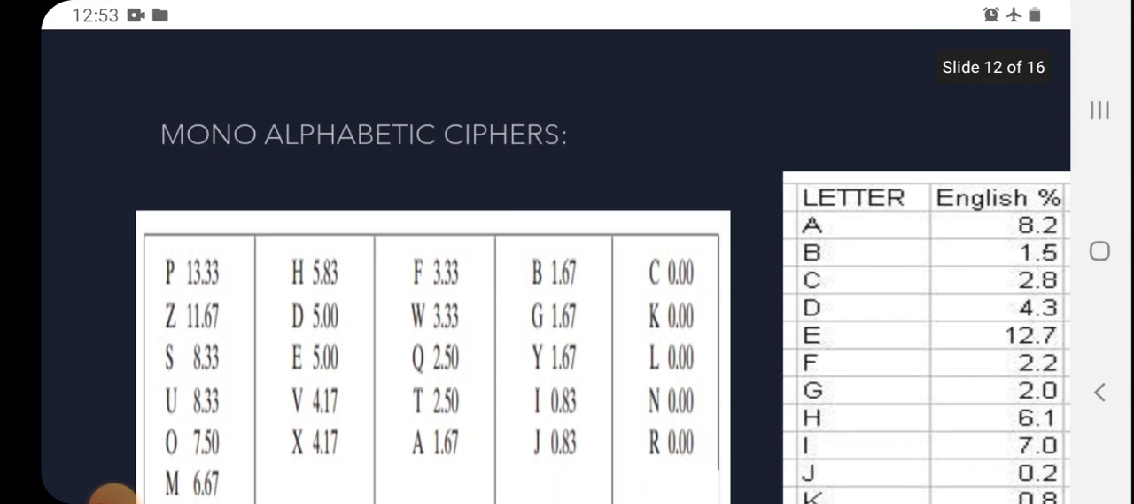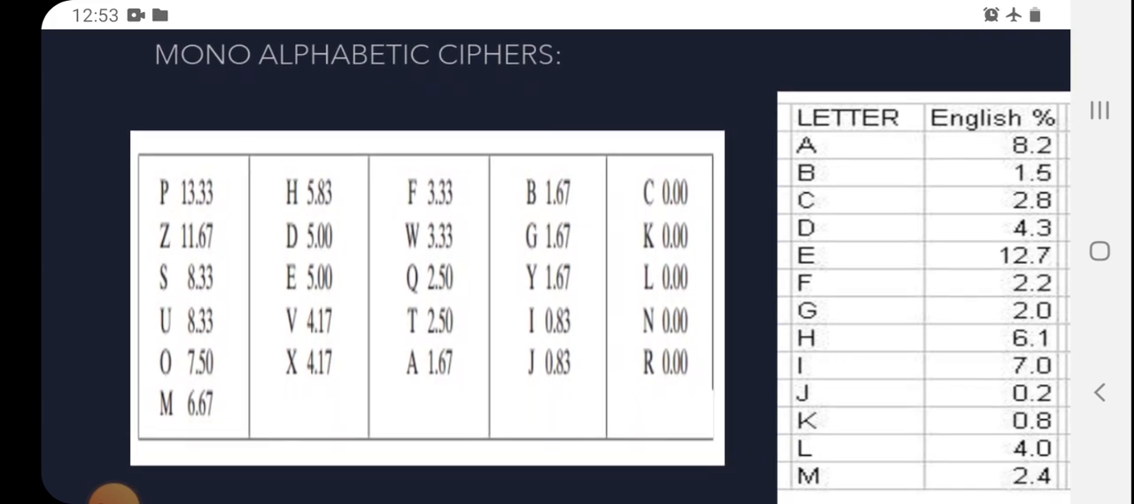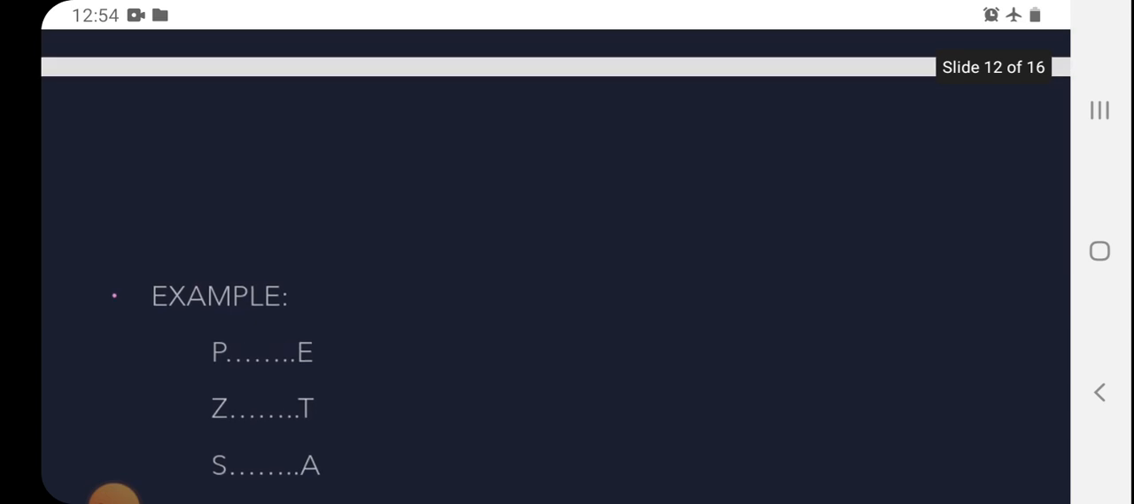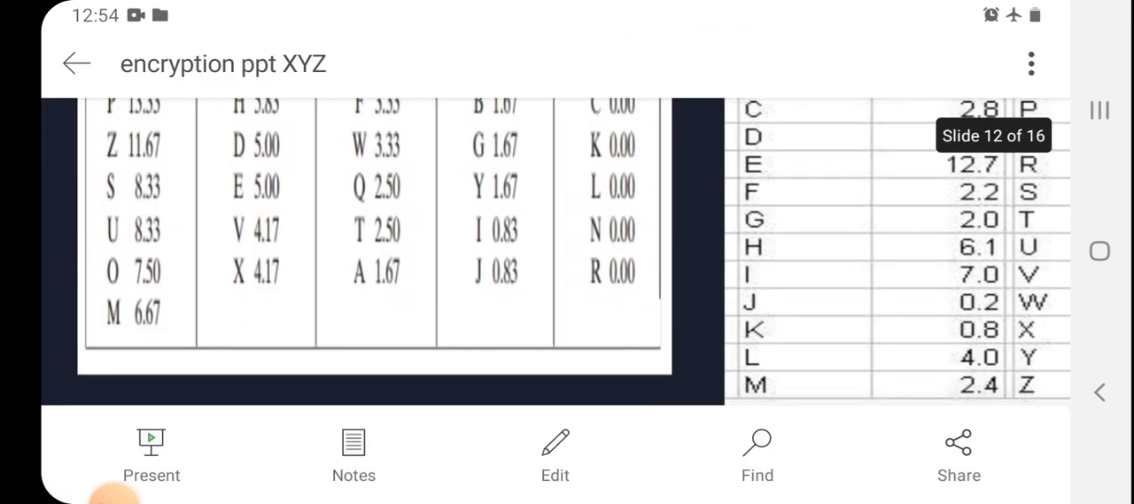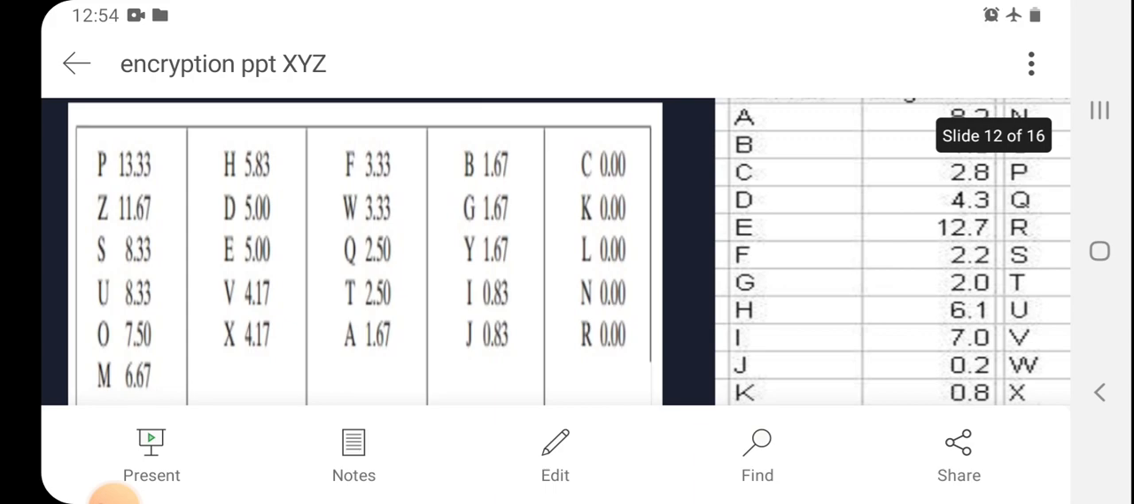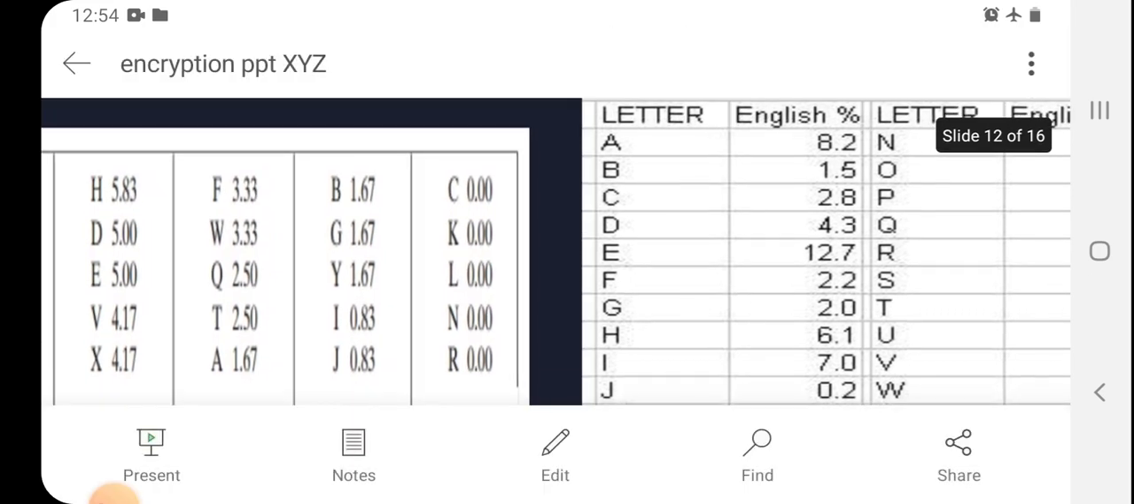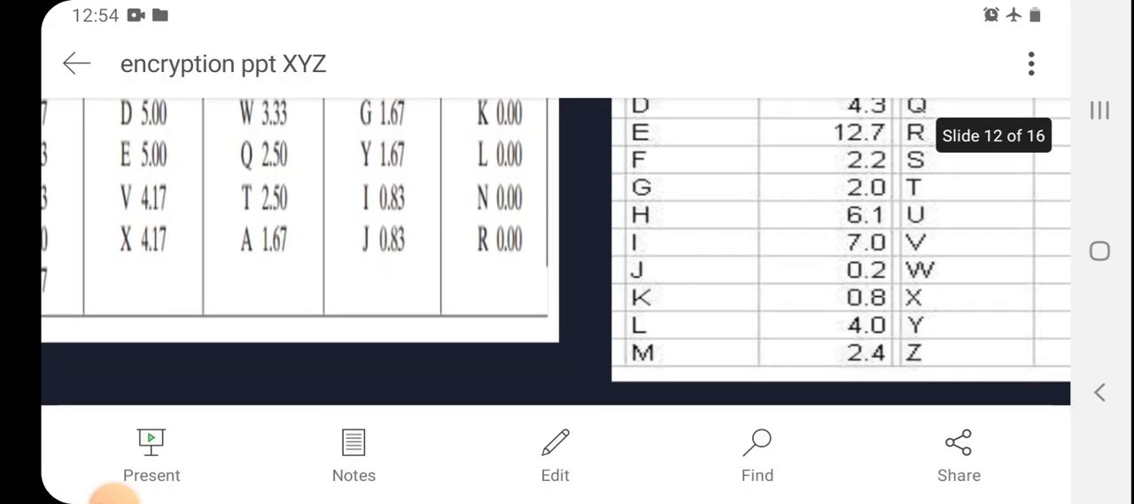Next we have the monoalphabetic cipher. Here you have 26 alphabets, and their frequencies are determined in terms of percentage, and we have to match them which is approximately equal. Say for example, P is approximately equal to E. Here we can find that P is 13.33% and E is 12.7%, so more or less it is approximately equal.